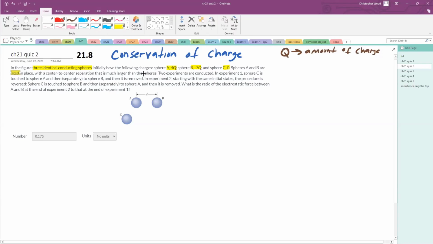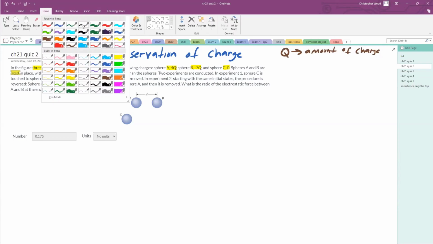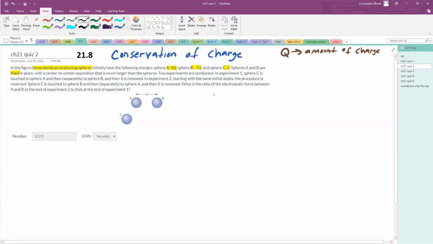Okay, and now we do 2 experiments. I'm going to read through this experiment and just sort of wing it as far as tabulating the results, so this probably isn't going to be the most efficient way to set up these experiments. 2 experiments are conducted. In experiment 1, sphere C is touched to A. So sphere C is made to touch sphere A, and then removed, and then it touches sphere B, and then it's removed. So that's experiment number 1.